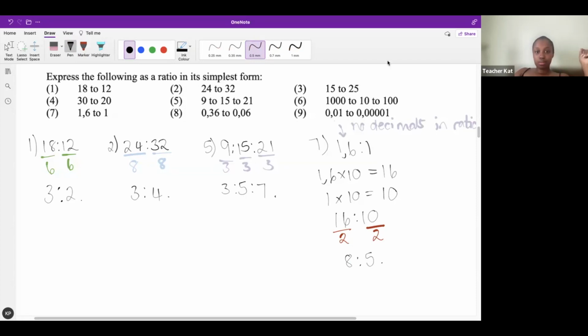So then we are done with this one. Okay, let's do number 8. It's also another decimal, almost said fraction. This time we have 0.36 to 0.06. If I times these by 10, is it going to solve my problem of decimals? Do you think timesing these by 10 will solve the problem that I have of getting rid of decimals?